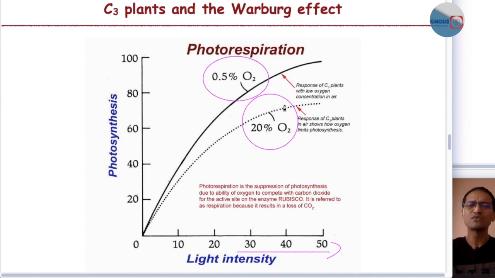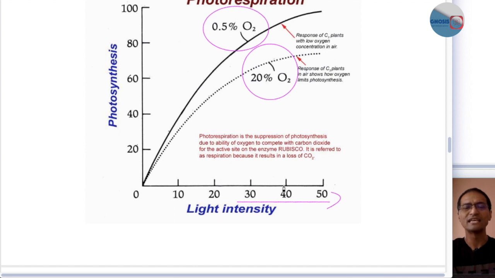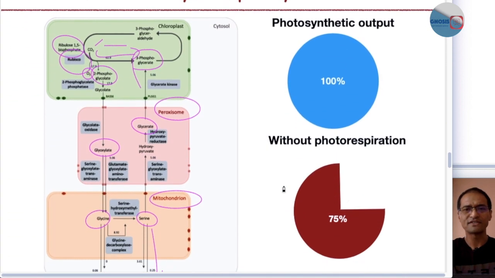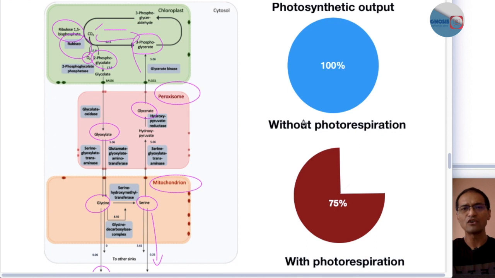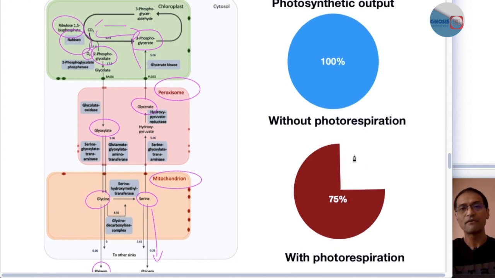So as a consequence of the process of photorespiration, which takes place in C3 plants at very high temperatures and increasing light intensity, the photosynthetic output decreases by around 25%. So what you would normally have as 100% photosynthetic efficiency under normal circumstances starts decreasing to around 75%.